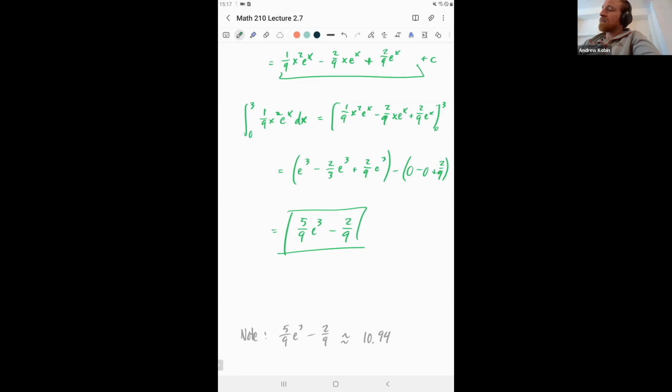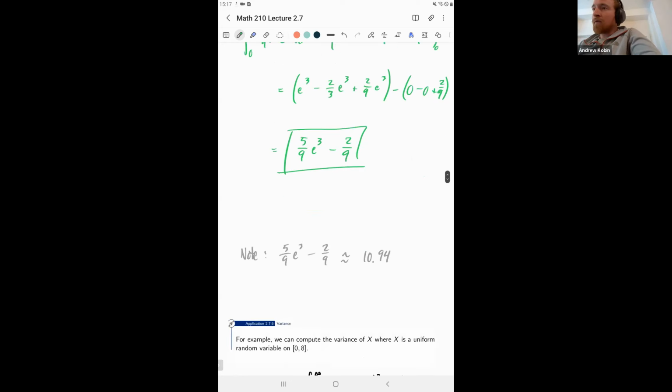So as long as this 10.94 figure lies somewhere on the interval, not from 0 to 3, but from e to the 0, which is 1, to e to the 3, then we're safe, then this is valid. And you can check that e to the 3 is something like 20 point, I forget, it's something over 20. So we're in good shape for this.